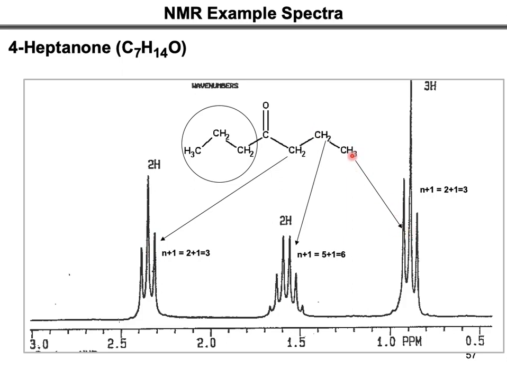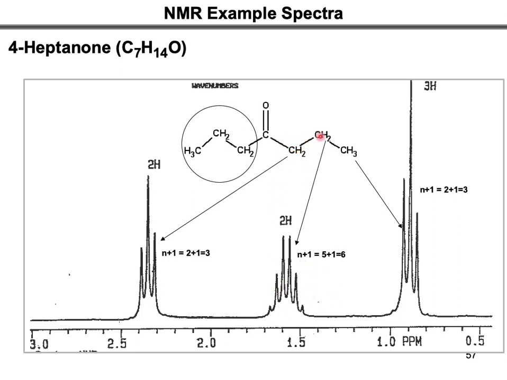This one is split into how many signals? Nearby there are 2 protons, 2 plus 1 is 3, a triplet. This one is split into how many? Nearby carbon has 1, 2, 3, 4, 5 protons. 5 plus 1 is 6, so this one is the sextet, right?